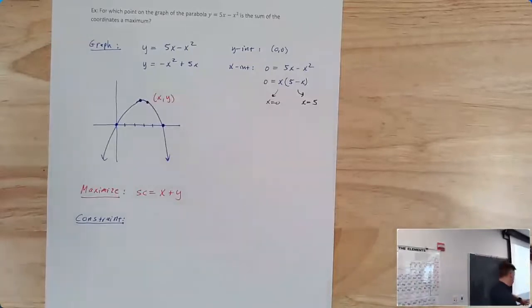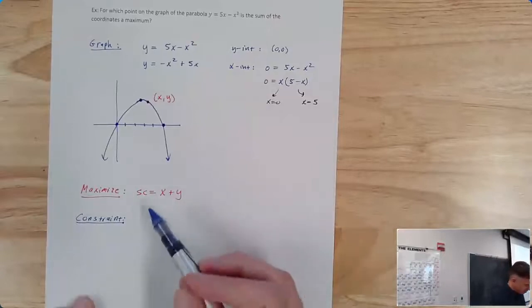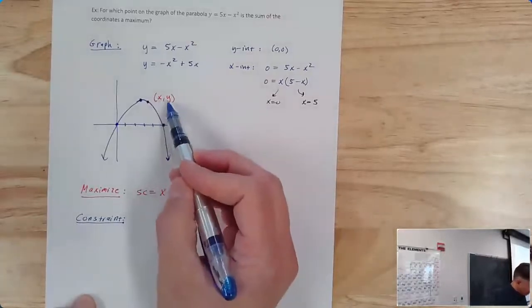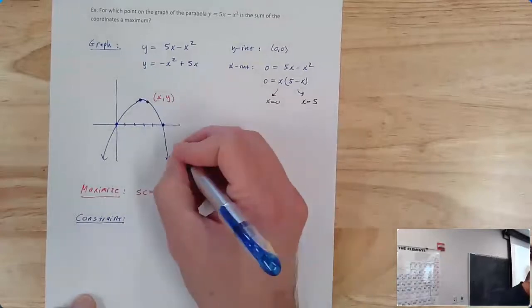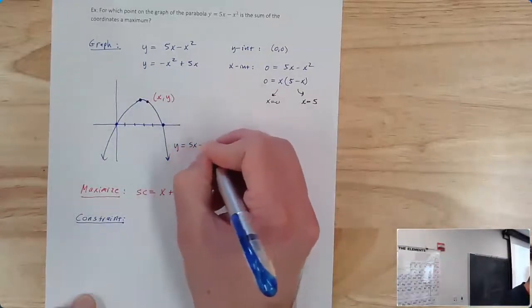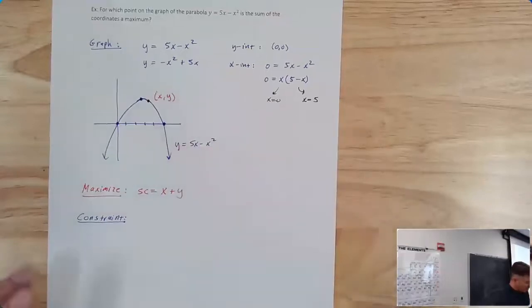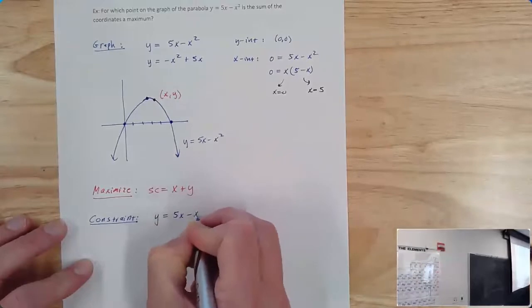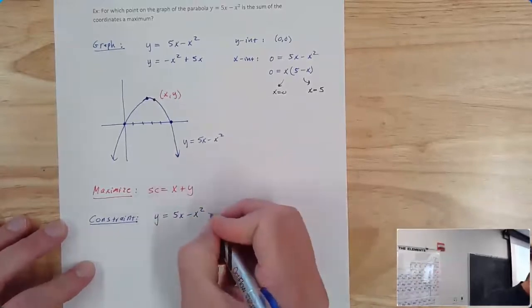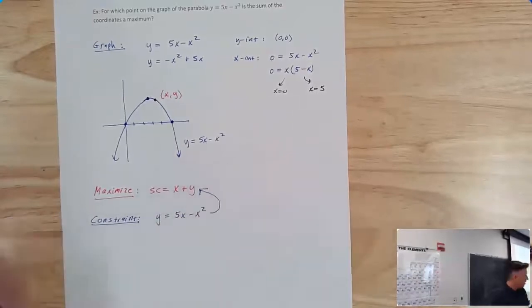Okay, so the constraint is that that point has to be on the parabola. So if I'm trying to maximize the sum of the coordinates x plus y, that point there is on this parabola, y equal to 5x minus x squared. Meaning that is our constraint, that y is equal to 5x minus x squared. And we're going to put that back in right there.